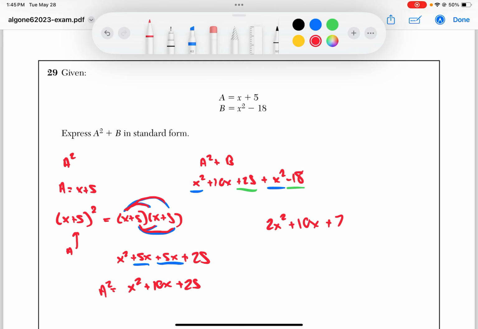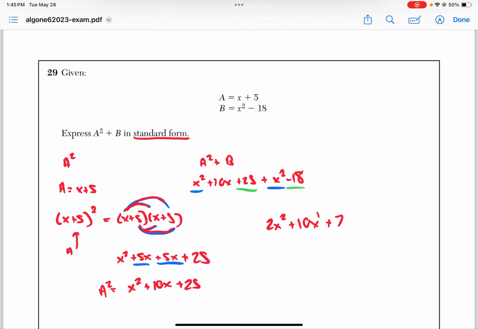And since we want it in standard form, it does need to be in this order of descending exponents. So x squared, then x to the first, and then the constant term.